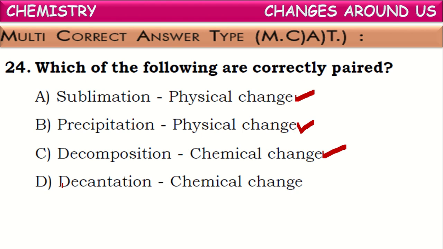Decantation. Decantation is one of the separation techniques used for the separation of insoluble solid substances from a liquid. When a mixture of insoluble solid and liquid is left undisturbed for a few minutes, the insoluble solid particles settle down. That process we call sedimentation, as we know. And then the pure liquid obtained on top is separated slowly into another container without disturbing the solid substance at the bottom. That process is called decantation. In this decantation, no new substances are formed. Only the mixed substances are separated without any change in the chemical composition. So it comes under a physical change. But here it is mentioned as chemical change. It is incorrect. The remaining three pairs are correct. Isn't it? Decantation is a physical process but not a chemical change.